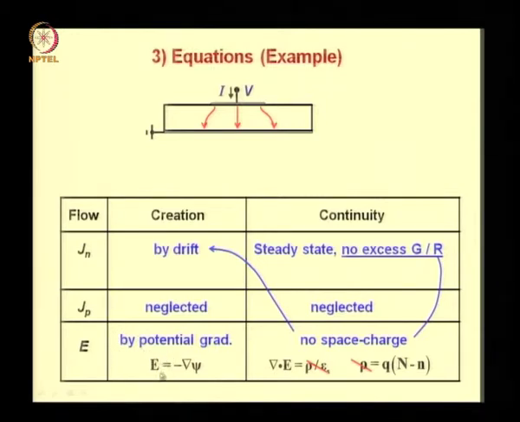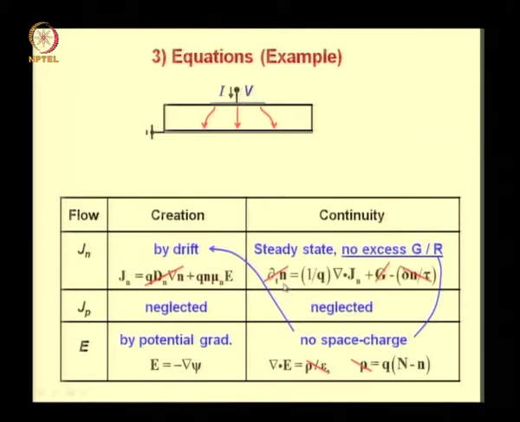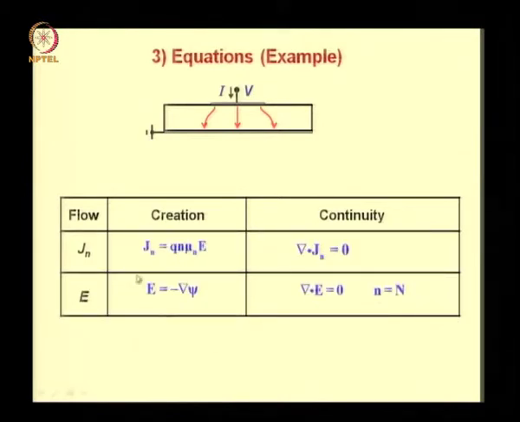Electric field creation by potential gradient, the corresponding equation is E equal to minus grad psi. Jn is equal to q n mu n into E. q Dn grad n is neglected, and in the continuity equation for electrons, we neglect dn/dt because it is steady state, and we remove the terms namely G and delta n by tau because there is no excess generation or recombination, and therefore divergence of Jn would be 0. So here is the summary of the equations.